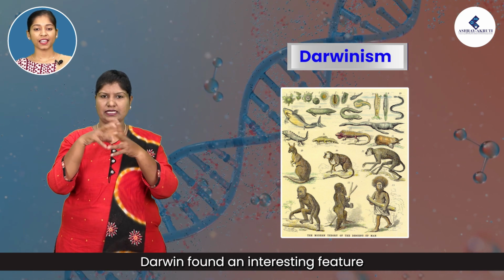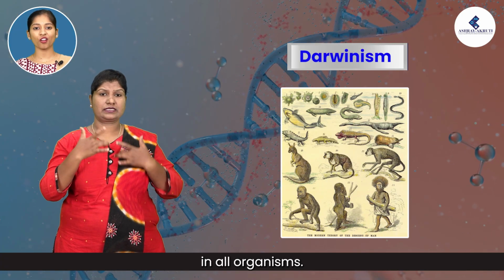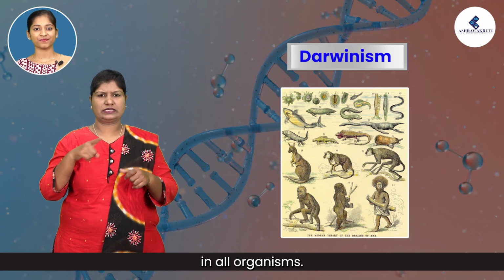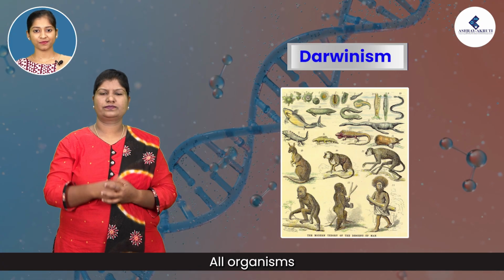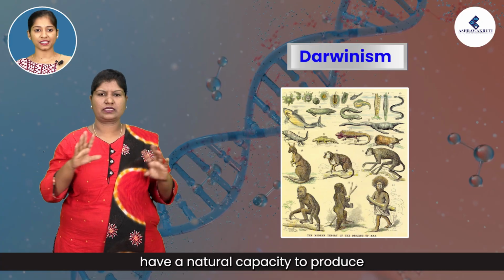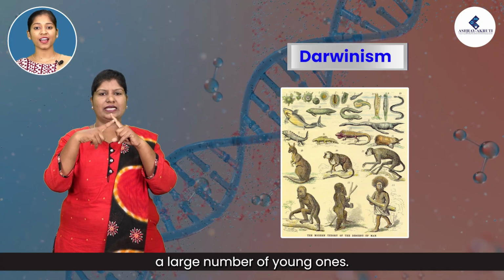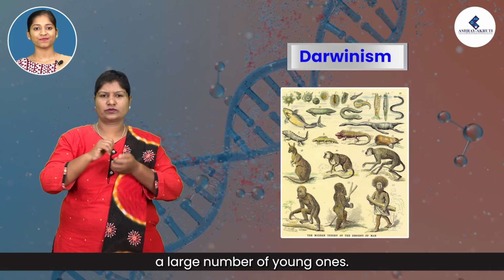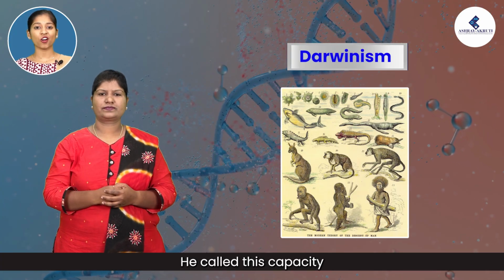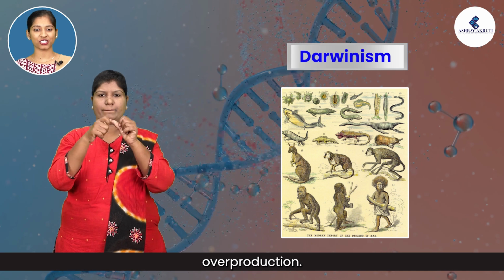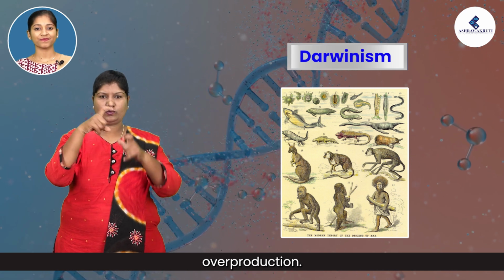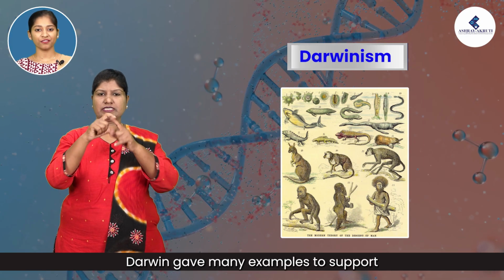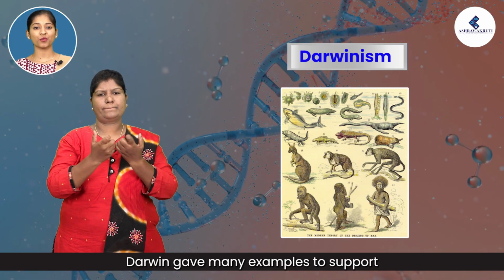Darwin found an interesting feature in all organisms. All organisms have a natural capacity to produce a large number of young ones. He called this capacity overproduction. Darwin gave many examples to support this idea.